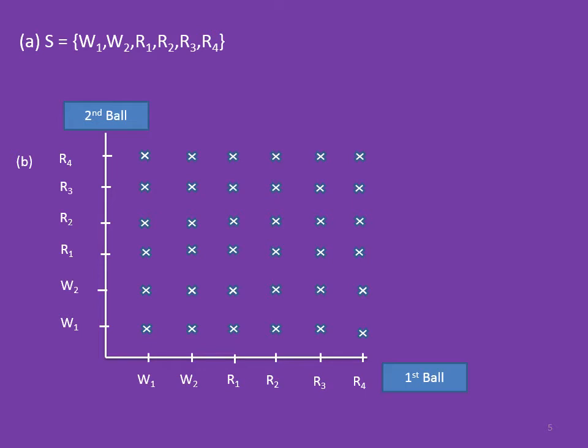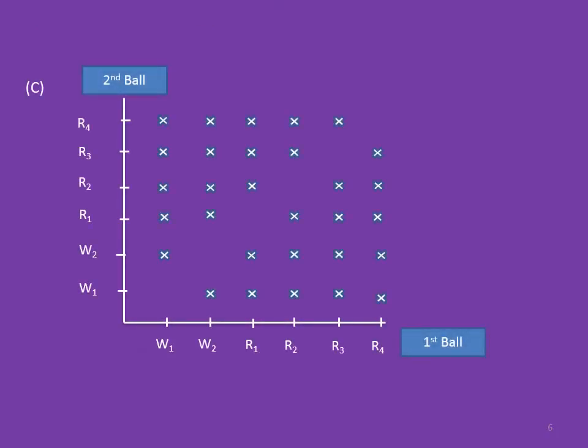Go to Part D. For the experiments described in Part B, find the probability of the two balls taken out being of the same color, white, white and red, red. What are the possibilities altogether? 16 plus 4, 20 out of 36. What is the sample space? 36. 6 times 6, 36. 20 over 36 is equal to 5 over 9.